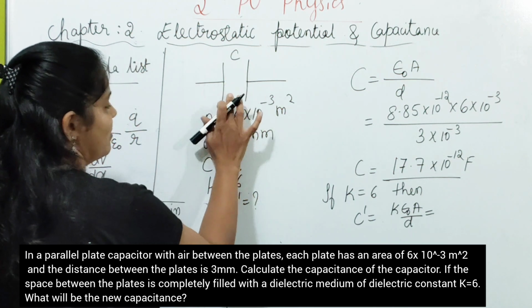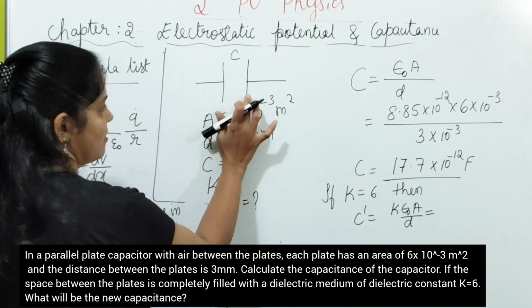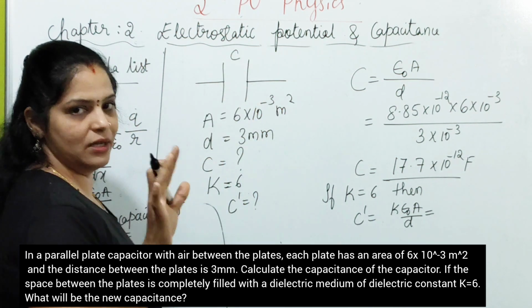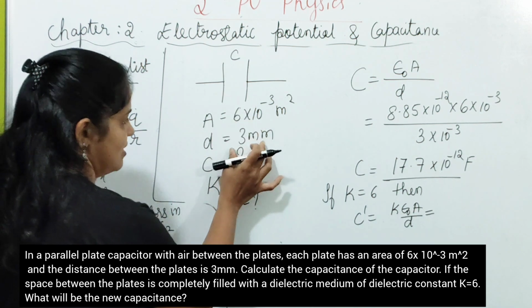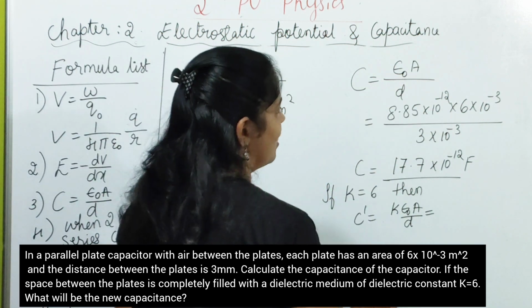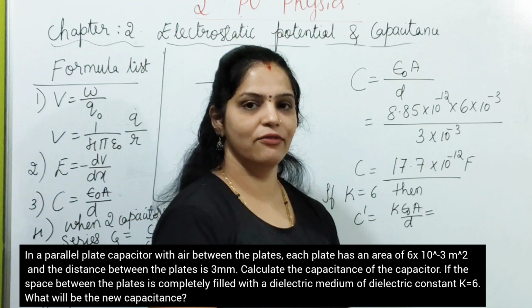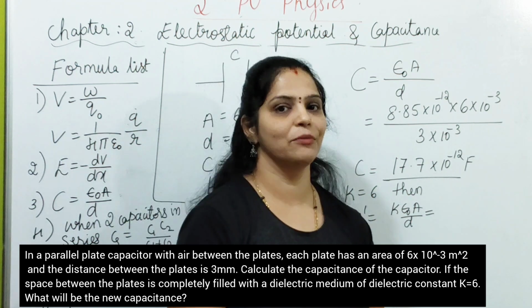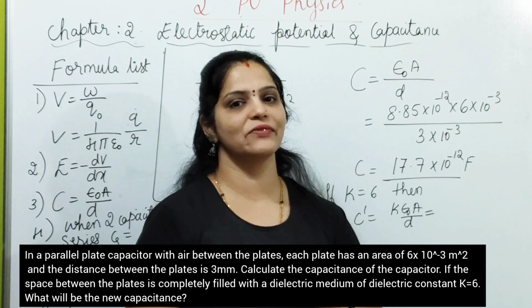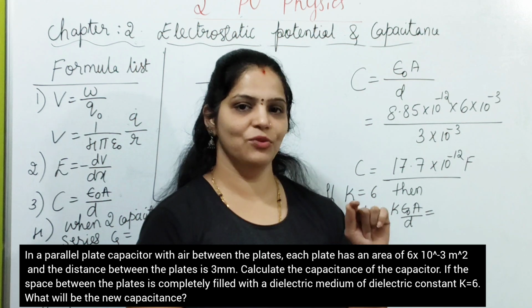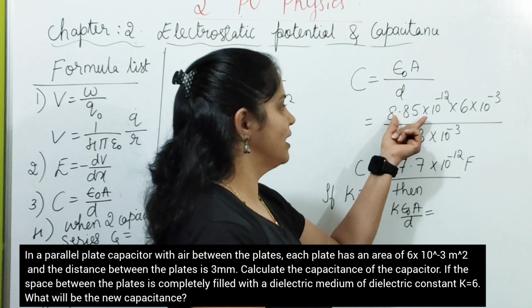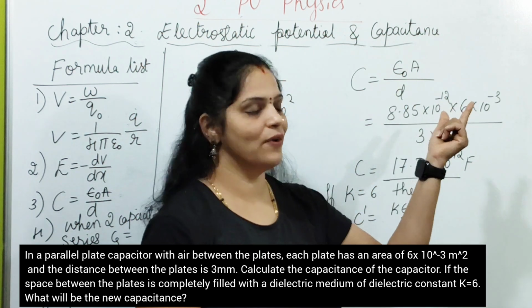And air is in between this, right? So, there is nothing in between. So, only air is between the plates. Then area and distance are given. So, let us use this formula. Epsilon naught is 8.85 into 10 power minus 12. So, that number you should remember. Sometimes it will be given, but most of the time you have to remember this number. 8.85 into 10 to the power minus 12.